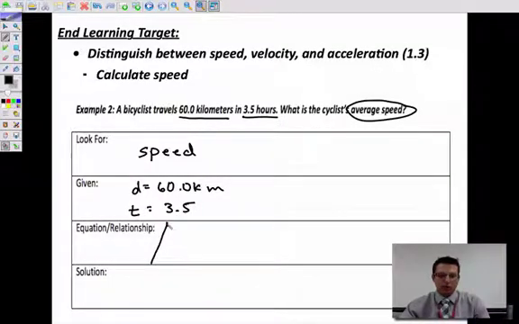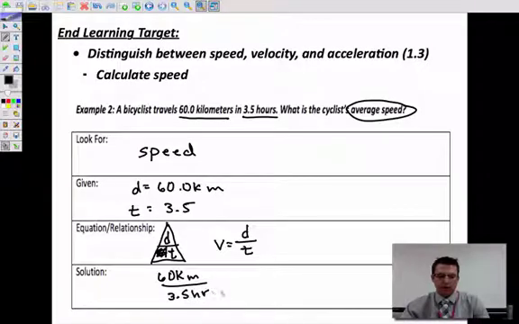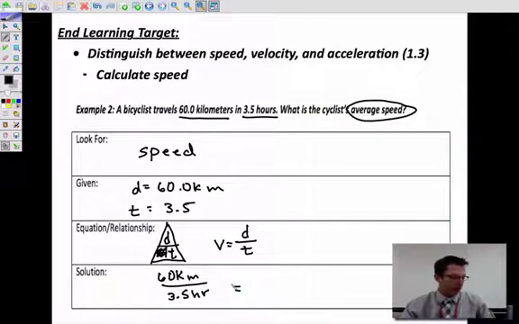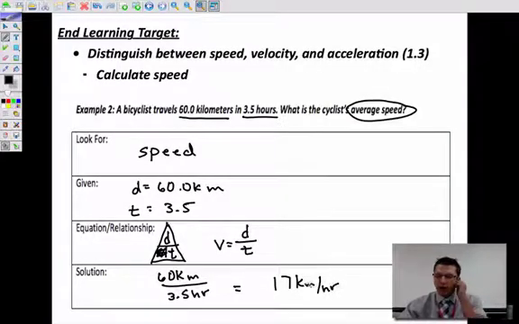So I'll make my triangle. V, T, D. Always fill it out that way. I cover up what I'm looking for. So my equation, or my relationship, is D over T. Now I need to fill in my boxes. D equals 60 kilometers. T equals 3.5 hours. I do some number crunching here, and I get about 17 kilometers per hour.